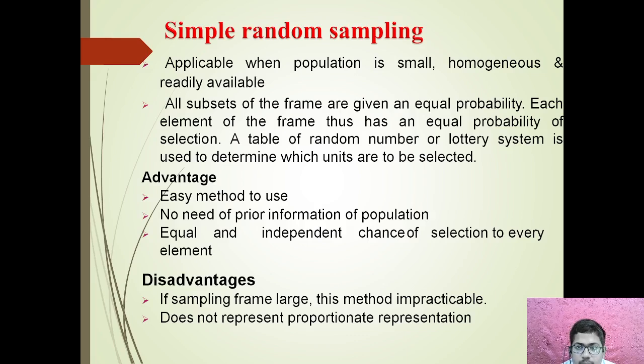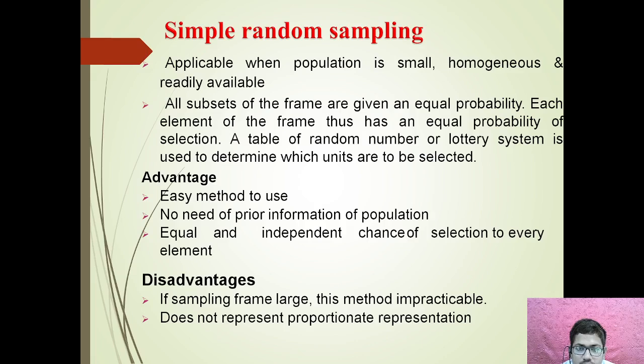Okay, let us see simple random sampling. Simple random sampling is applicable when the population is small, homogeneous and readily available, in a very small area. This is the only area where the production or any business activities are carried on, and it is homogeneous. The activities go on in the same way and are readily available, so we can go for simple random sampling.